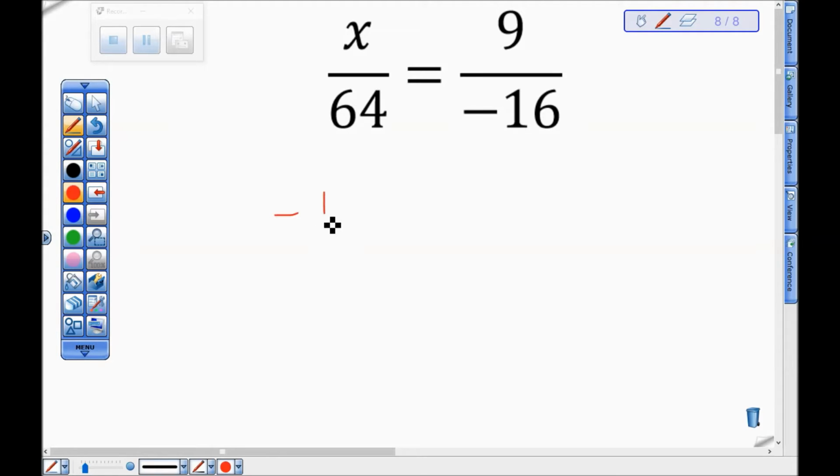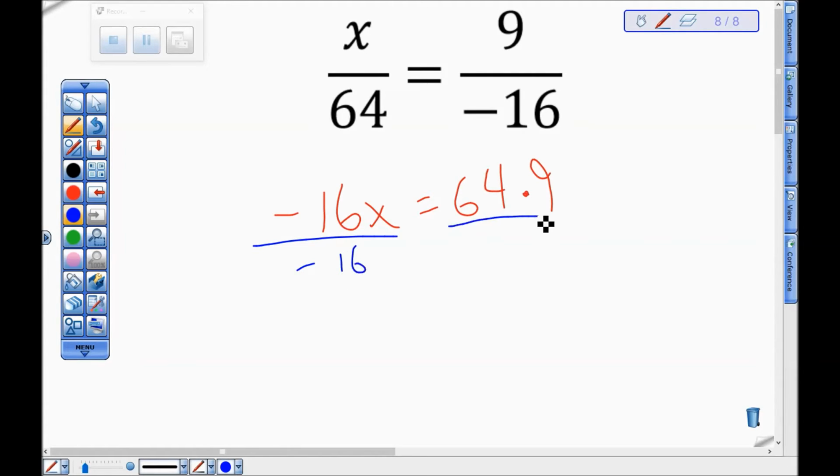One more. Here I've got x over 64 equals 9 over negative 16. Cross multiply. Negative 16x equals 64 times 9. Divide by negative 16. 64 divided by 16 is 4. So 64 divided by negative 16 is negative 4. Negative 4 times 9 is negative 36. So that should be my solution.